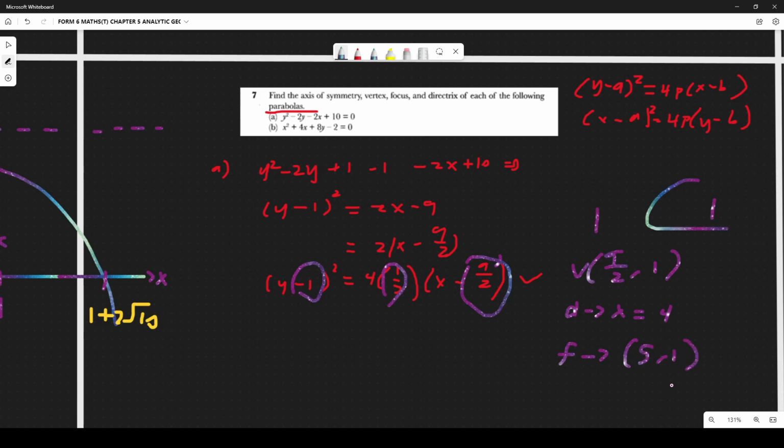Okay. And what do they ask? Axis of symmetry, vertex, focus. Okay, so we have the vertex, we have the directrix, we have the focus. Okay. Axis of symmetry is basically here, already given.